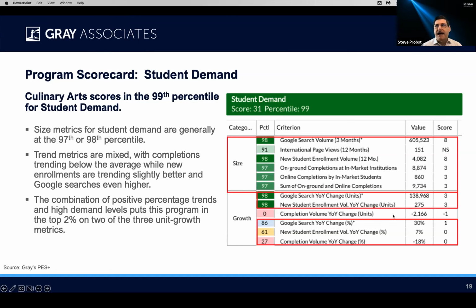And by the way, if you apply an average growth rate to a really high baseline number, you get high unit changes, and that's why that's dark green. You put this all together, you add up these points, get 31 points, and that puts us in the top 1% of all programs at the associate and certificate level for student demand. So far, good indication. If you launch this, you'll probably find enough students.